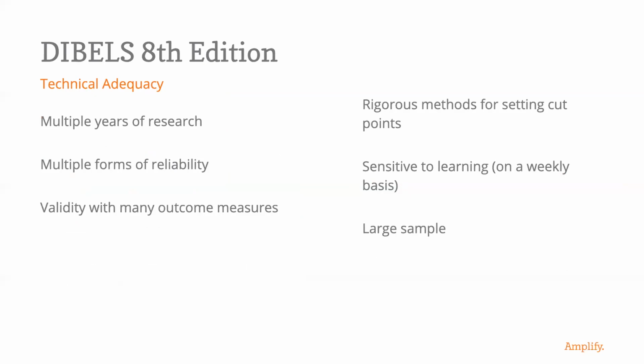So basically, we know that DIBELS 8 has high technical adequacy. Lots of research has taken place over multiple years with large samples of diverse populations of students. We know that it is reliable across multiple forms of reliability. It is a valid assessment across many outcome measures. It has rigorous methods for setting cut points, and it is sensitive to learning on a weekly basis. So you can be confident in the results that you're getting and also in the decisions that you're making based on assessment with DIBELS 8.